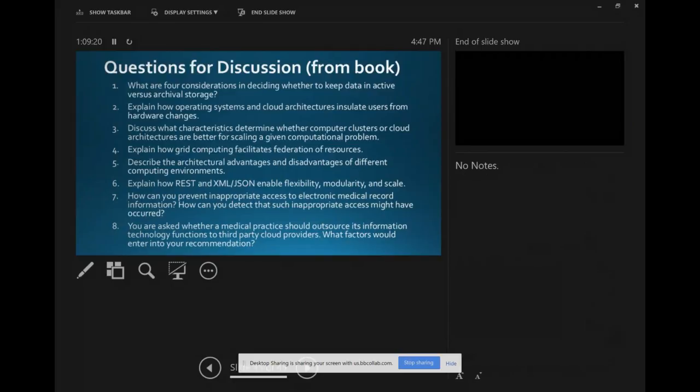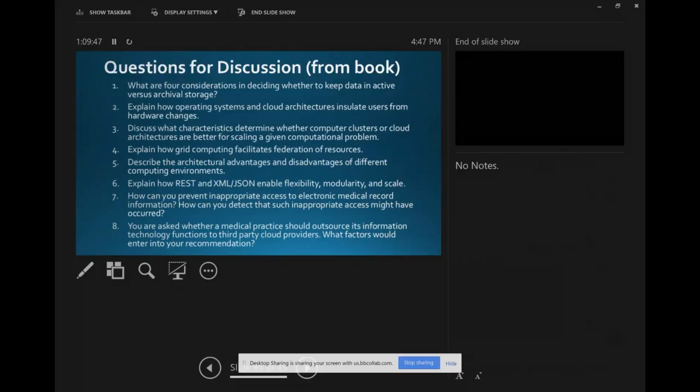So from the book, we have about 12 minutes left. There are a number of discussion questions that I thought might be interesting to just open up a discussion here about the questions from the back of the book. So we didn't really talk about active versus archival storage. Does anyone want to hazard a guess as to what we mean by active versus archival storage?